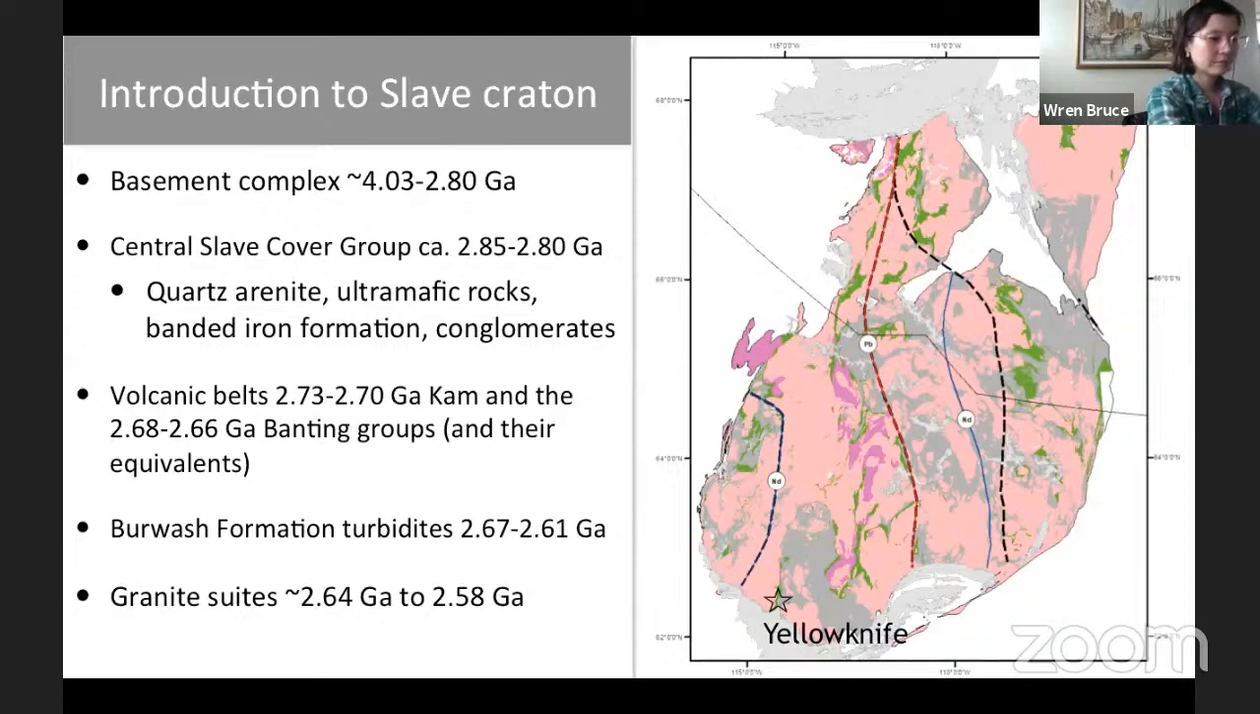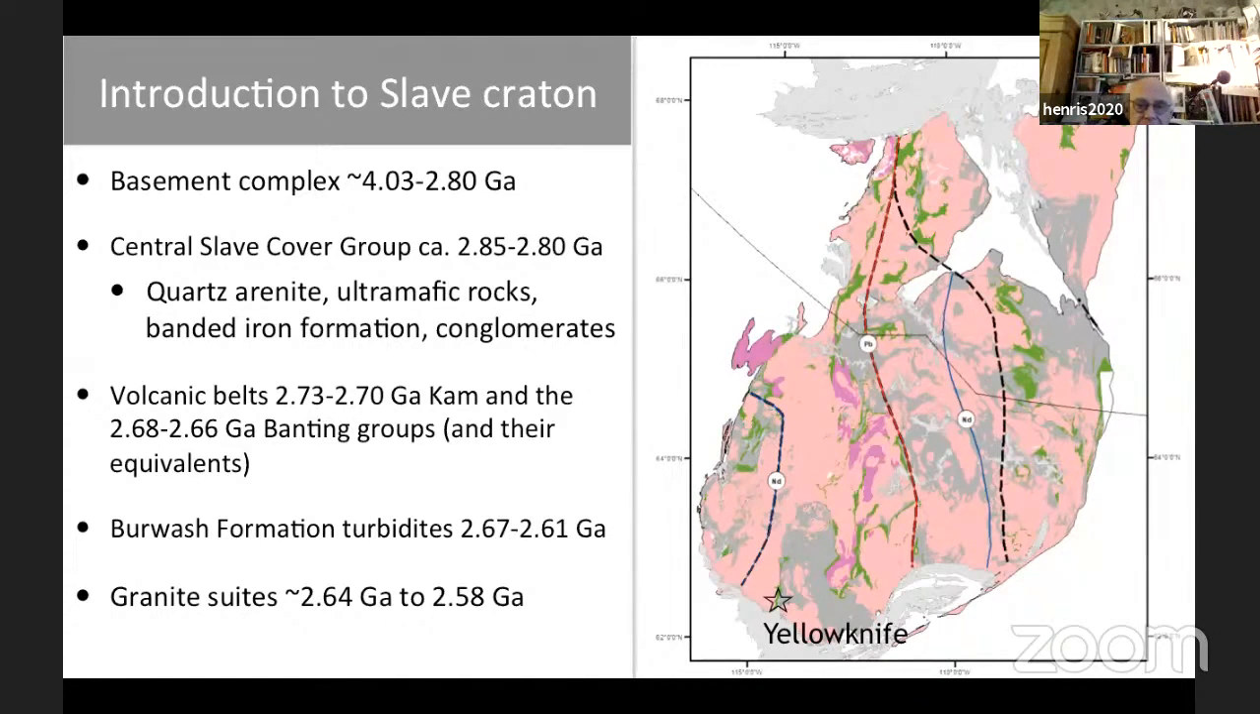The rocks of the Central Slave Cover Group are not represented in a color on this map, but they locally sit along the edge of the basement complex. In green are the greenstone belts of the Slave Craton. In the Yellowknife greenstone belt, these are the tholeiitic basalts of the 2.73 to 2.70 Kam Group, and the bimodal volcanism of the calc-alkaline 2.68 to 2.66 billion-year-old Banting Group. And then their equivalents and interpreted equivalents in greenstone belts across the craton.